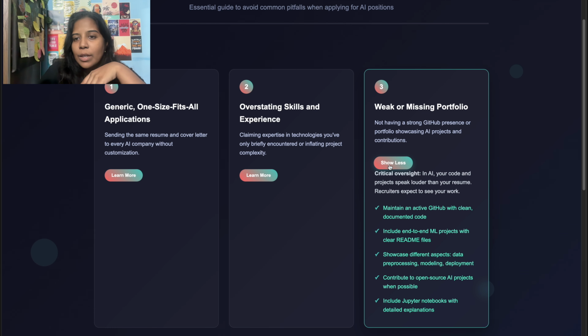Next is a weak or missing portfolio. 4 years back, I had nothing. If you go and check my LinkedIn from 4 years back, I had work experience, and it was good experience. I worked day and night, and I know things.